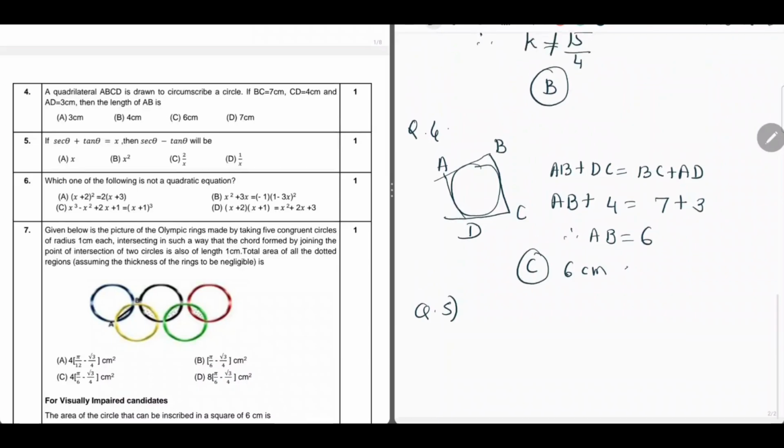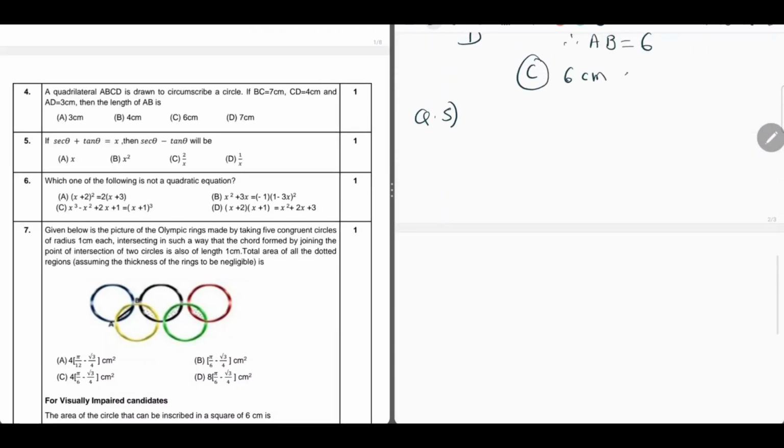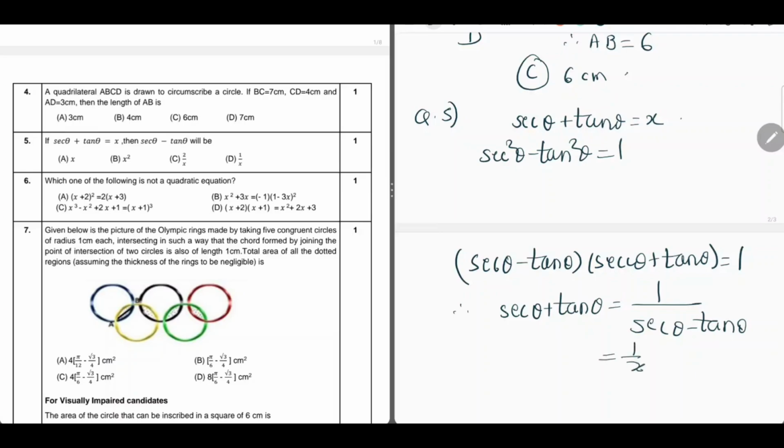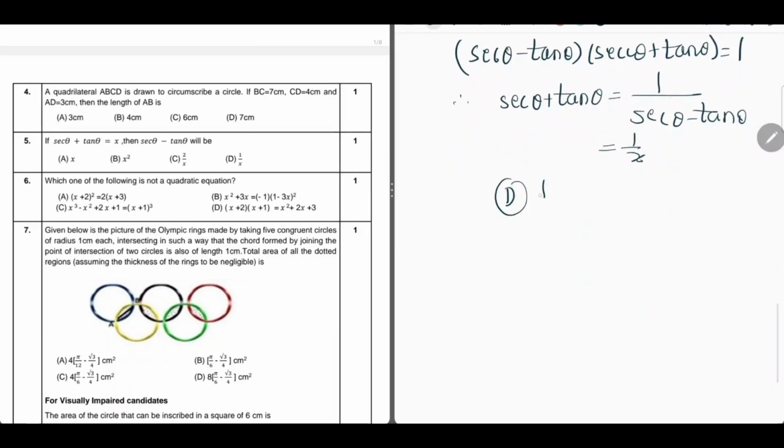Question number 5. In question number 5, sec theta plus tan theta is equal to x, given. We know the identity, sec square theta minus tan square theta is equal to 1. So if I factorize, sec theta minus tan theta into sec theta plus tan theta is equal to 1. So sec theta plus tan theta is the reciprocal of sec theta minus tan theta. So my answer becomes 1 by x, that is option D, 1 by x.